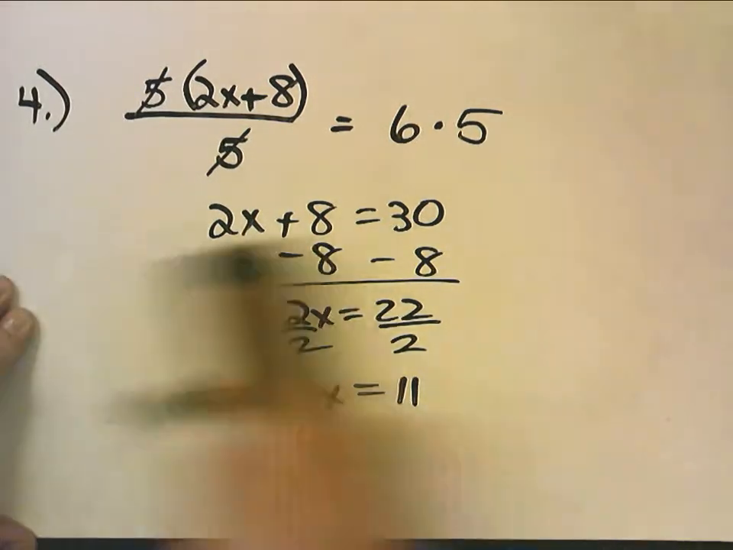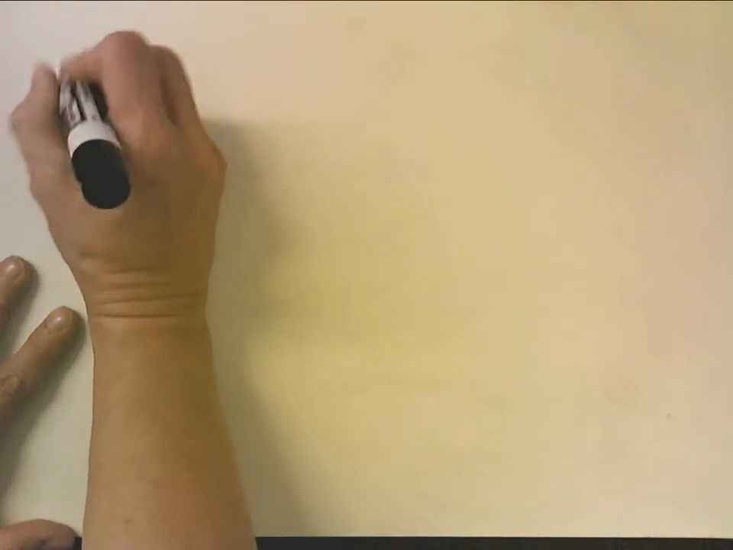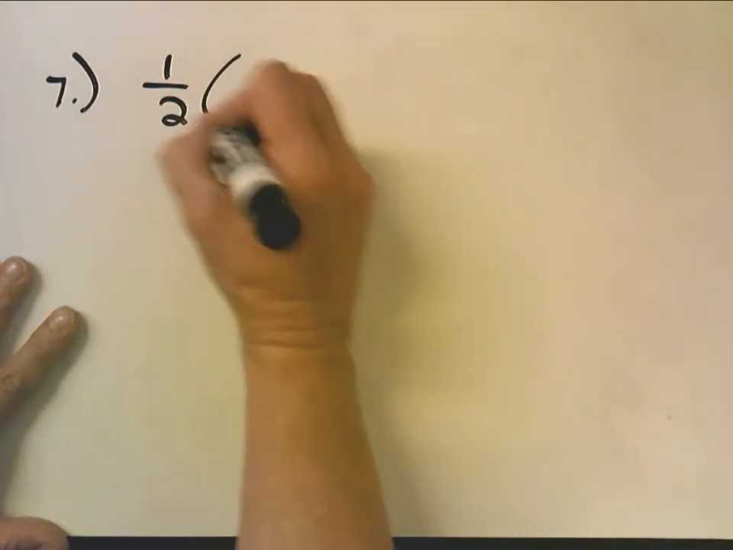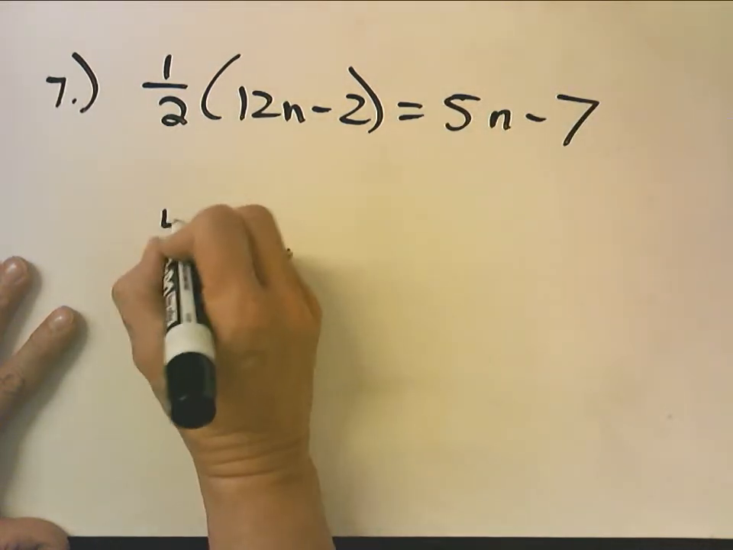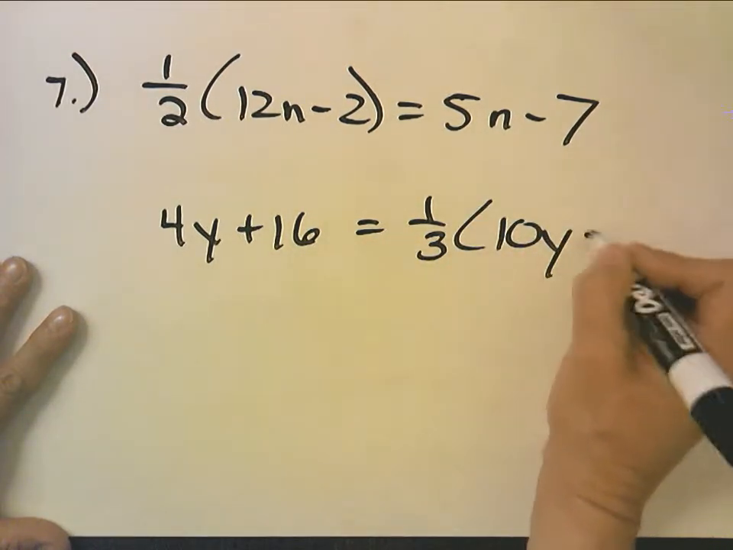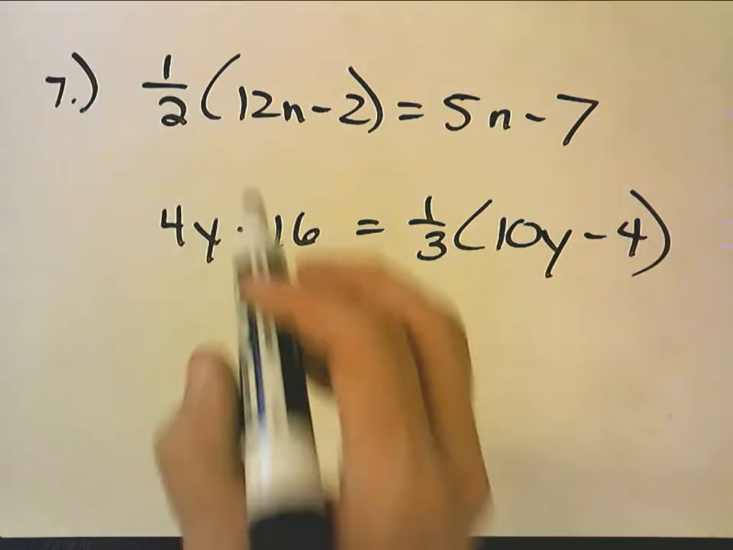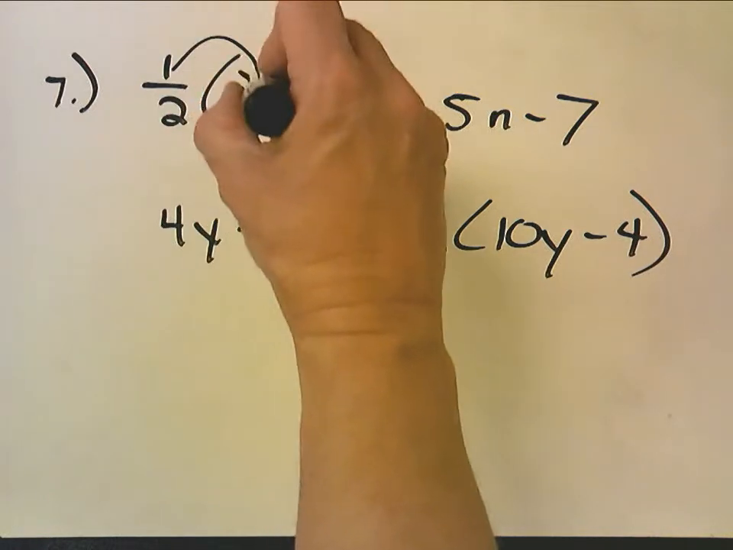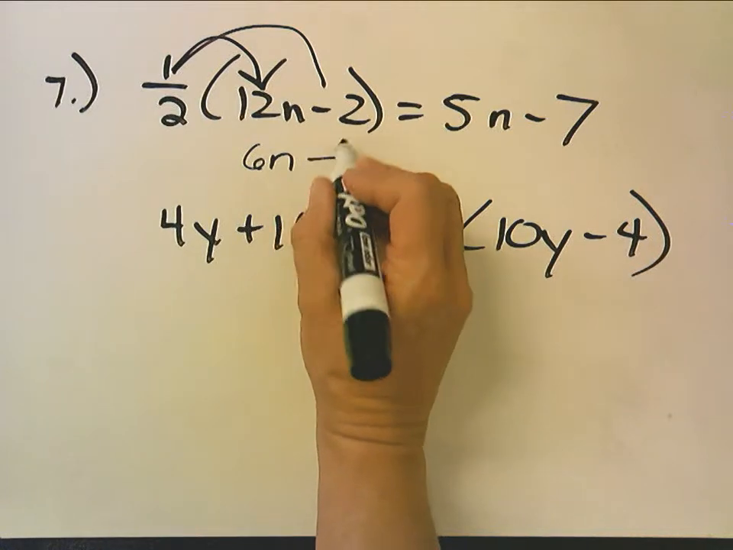Okay, and now let's look at number 7. Now number 7 says compare how you would solve these two equations. Well, 1/2 times 12n minus 2 equals 5n minus 7, and 4y plus 16 equals 1/3 times 10y minus 4. Now, I'm not actually going to solve these, but I want to point something out. I can do half of 12 in my head and get 6n. I can do half of -2 and get -1.